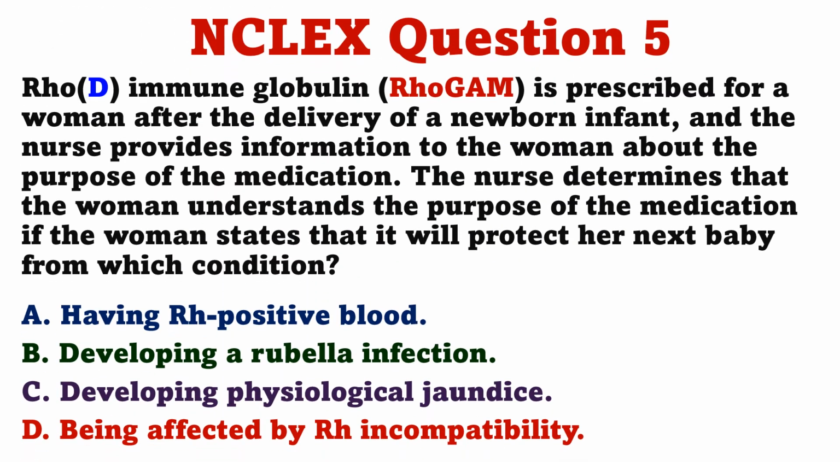Question 5. Immune globulin is prescribed for a woman after the delivery of a newborn infant, and the nurse provides information to the woman about the purpose of the medication. The nurse determines that the woman understands the purpose of the medication if the woman states that it will protect her next baby from which condition? A. Having Rh-positive blood. B. Developing a rubella infection. C. Developing physiological jaundice. D. Being affected by Rh incompatibility.